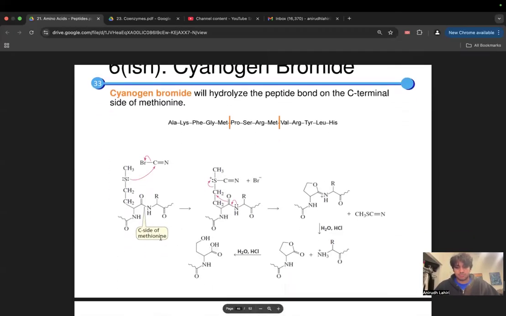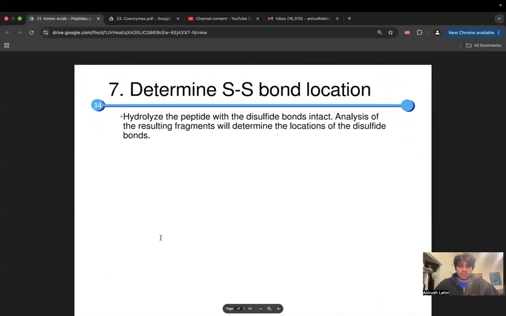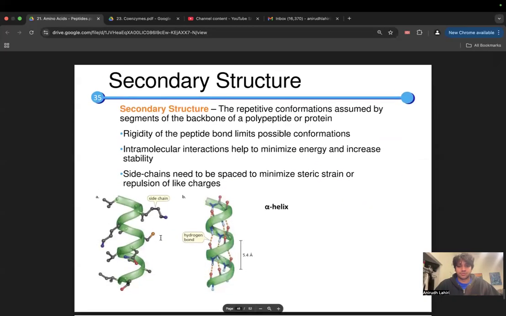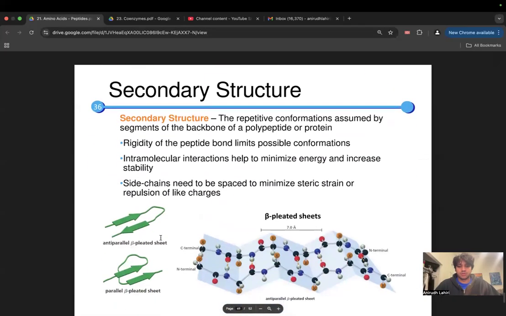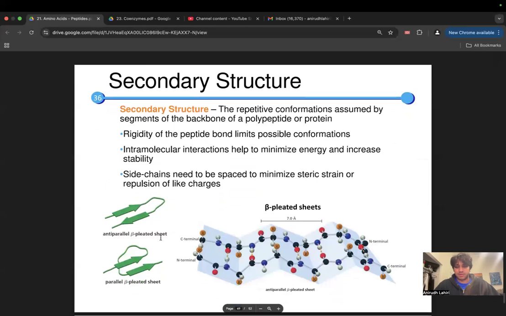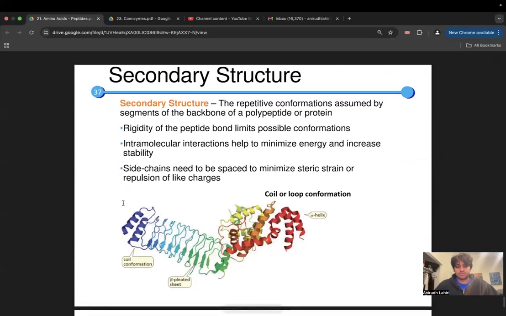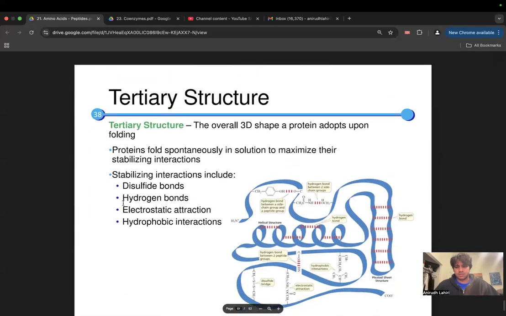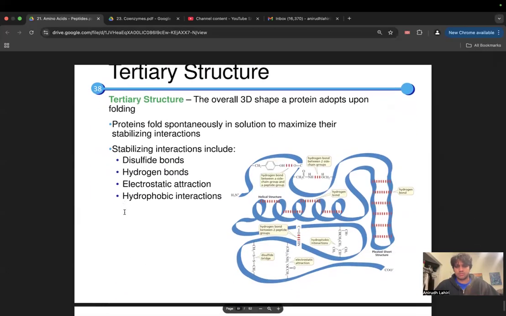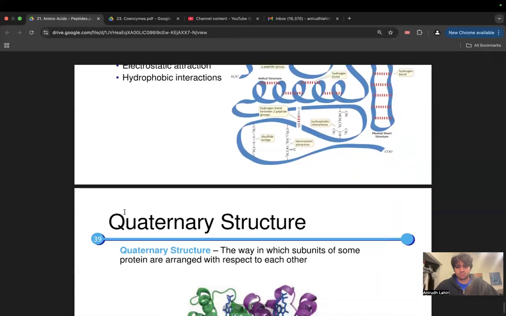Cyanogen bromide. This is the reaction mechanism. I've never used this reaction mechanism, but it's something you're supposed to know. Determining sulfur-sulfur bond location. Secondary structure. You can pause the video on these slides and read them out. I'm not going to go through them because I would just be reading out the verbatim slides, which I don't think is terribly useful. I don't see anything that's super jumping out at me to call out.